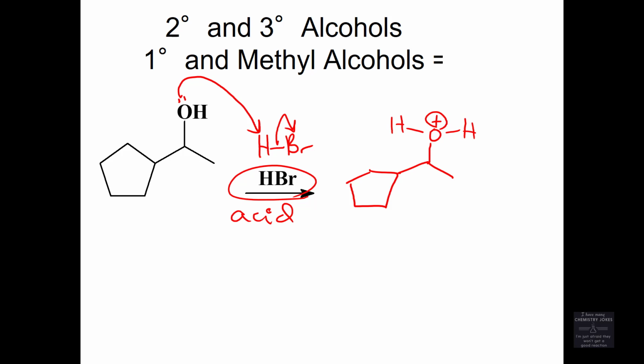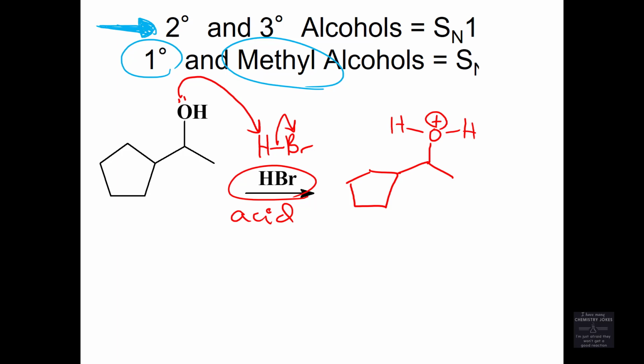Protonate him. If you have a secondary or tertiary alcohol and you add a reagent like HBr, you're going to do a substitution reaction. That's an S. If it's secondary or tertiary, those things make reasonable carbocations. So you're going to do SN1. Have we seen primary or methyl carbocations? Not so much. They're still going to do substitutions, but they're going to do SN2.